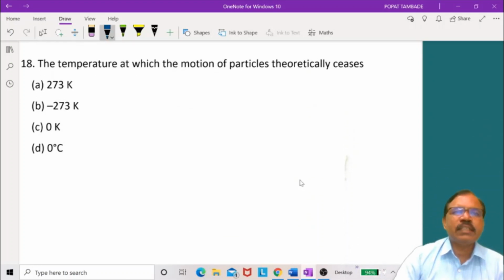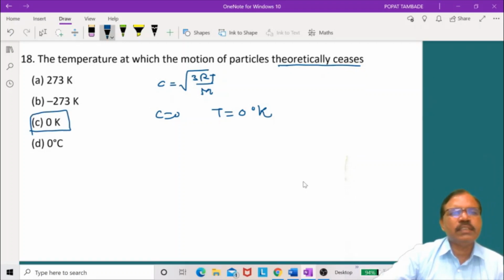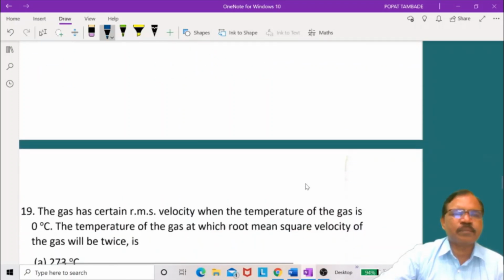The temperature at which the motion of particles theoretically ceases means the particles are at rest. We know C RMS velocity is root of 3 RT upon M. So C equal to 0. This is possible only when T is equal to 0 and we take temperature in degree Kelvin. So 0 degree Kelvin. So this third one is correct.